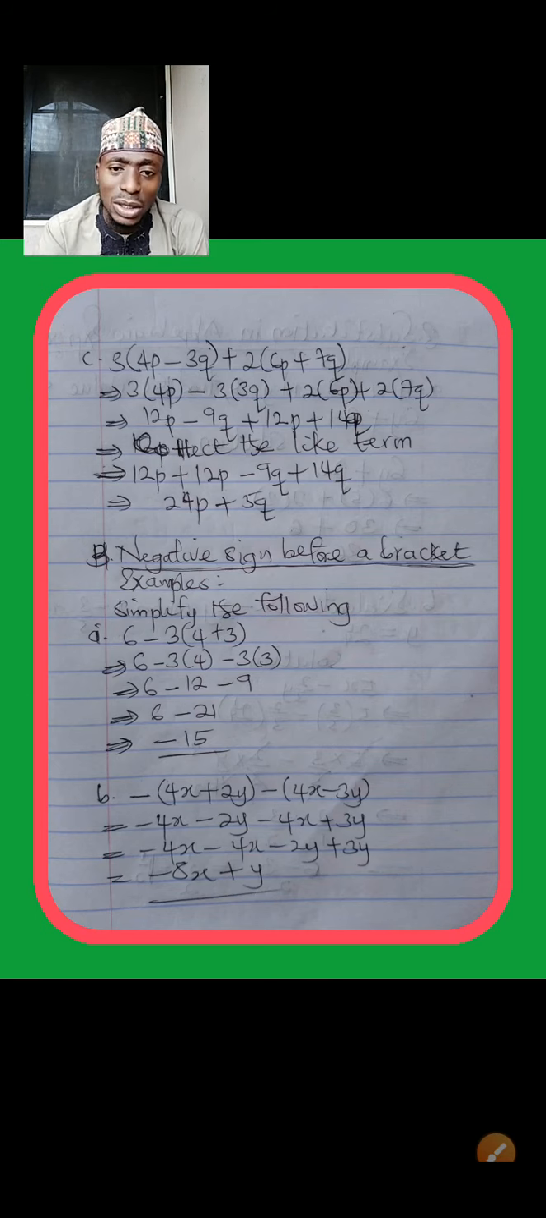The one we just finished is the positive sign. So negative sign is example 1 now. 6 minus the minus 3 into bracket 4 plus 3. So you see that it is minus 3 in front of the bracket, so it's a negative sign.